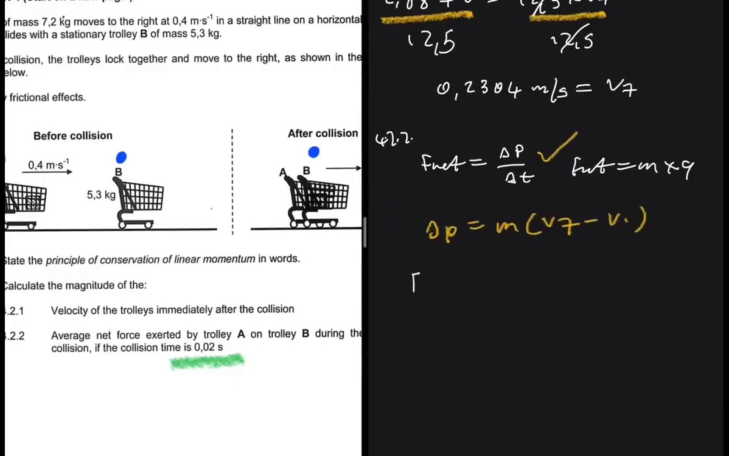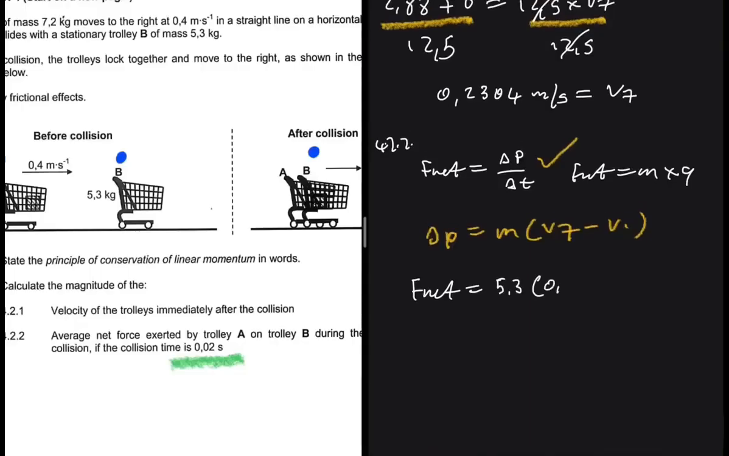We can go ahead and substitute. So F net will be equal to the mass. So let's use trolley B, right? You can use trolley A. You're going to get the same thing. If we use trolley B, the mass is, what is the mass again? 5.3. And then Vf is 0.2304. And then it's coming from rest, so its Vi must be 0. And we're dividing all that by 0.02. That is the amount of time the collision took, right?